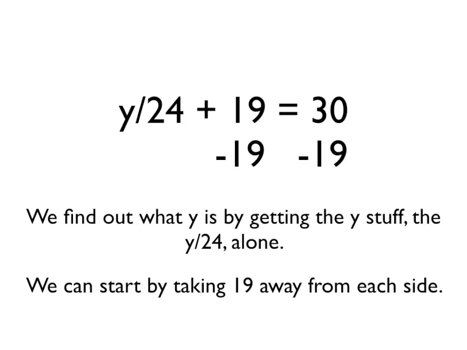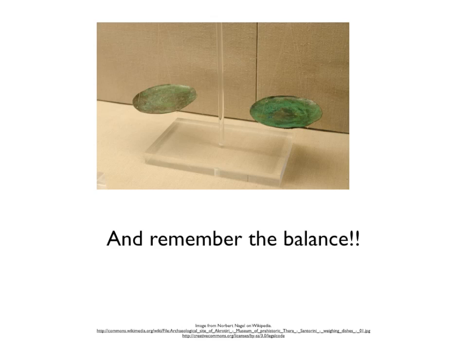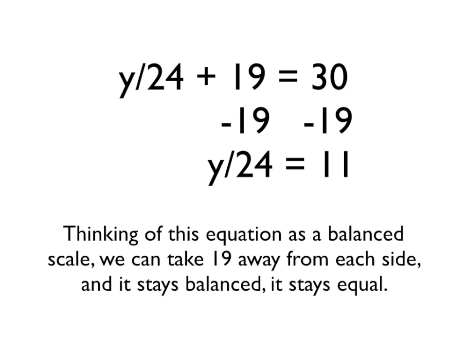So first thing we do is we get the y stuff alone. We got to take the 19 away from it. And remember, each side means each side of the equal sign. And think of these as a balance. And if we think of it as a balance, we can take 19 away from each side at the same time, and it stays balanced. It stays equal.